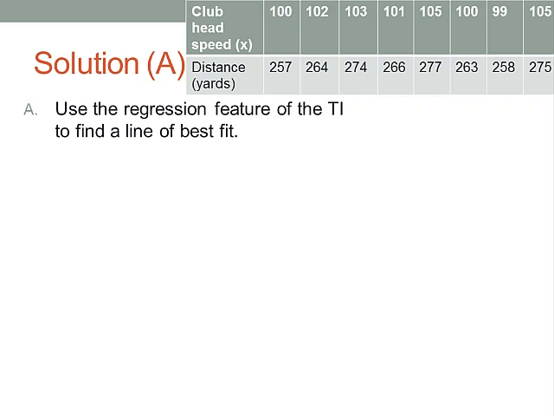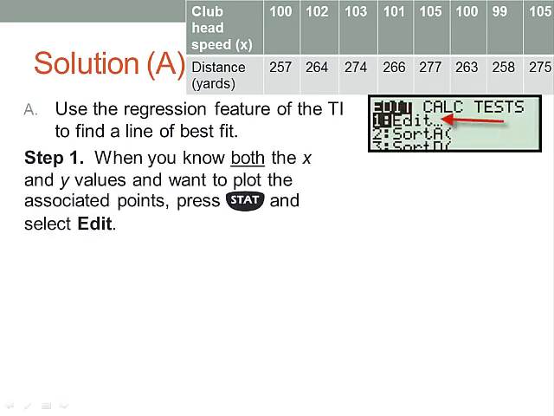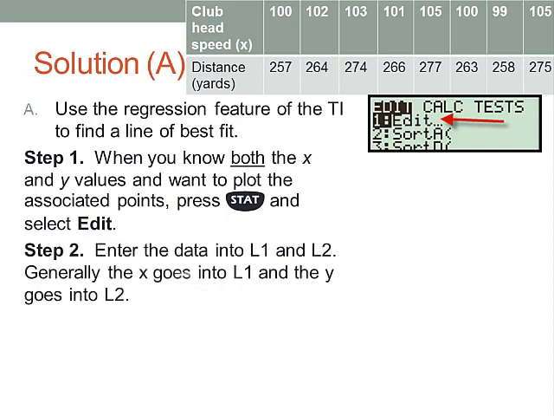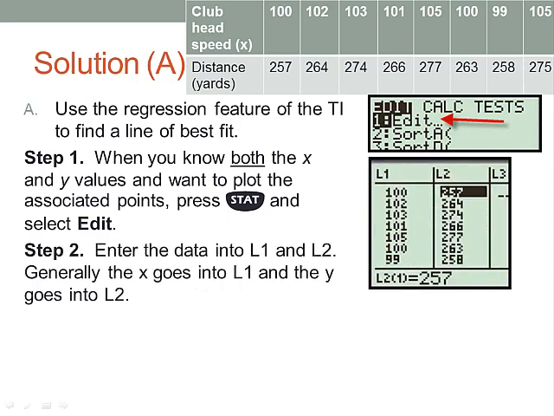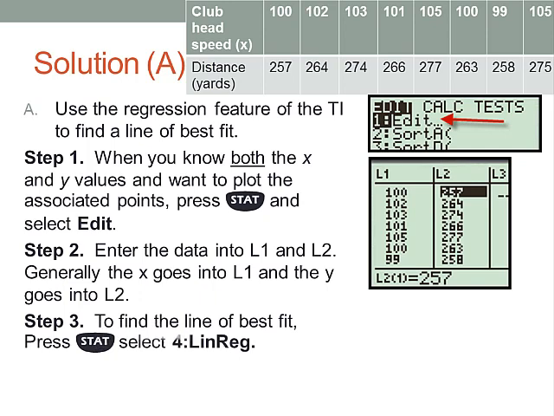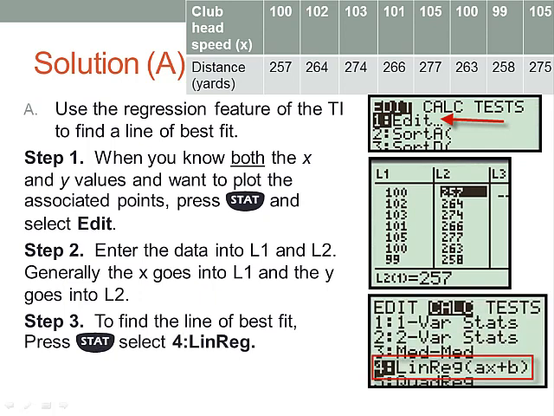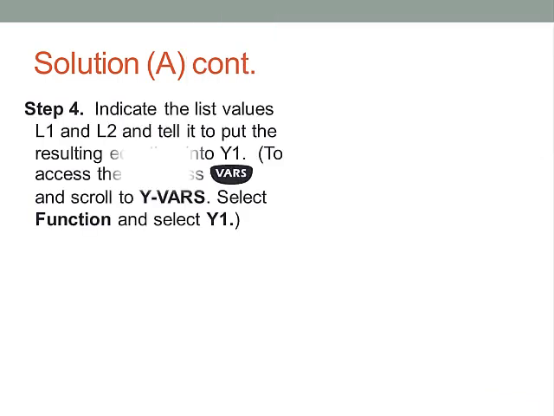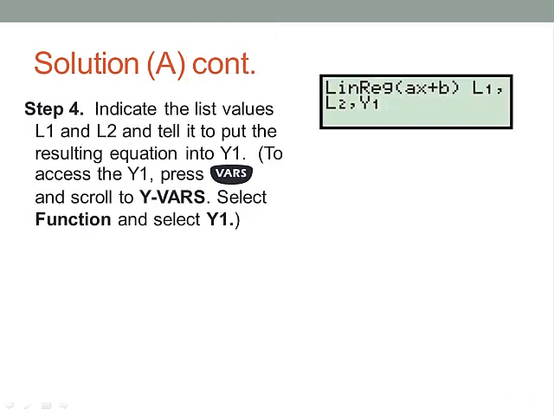Okay, and rather than showing you live, I think you're comfortable going in and doing some of the minutiae of putting the data in. I think it's good to see the first few live, but now I think a screenshot should work. Okay, so step one, we need to know both the X and the Y. Press Stat, Edit. Enter the data into L1 and L2. Find line of best fit, press Stat, select 4, linear regression. And step 4, again, put L1, L2, and if you want that function to be graphed, put Y1.